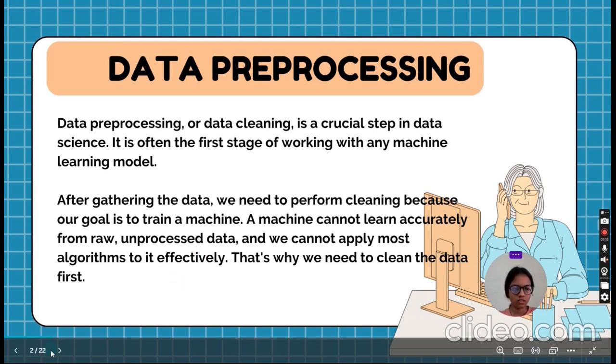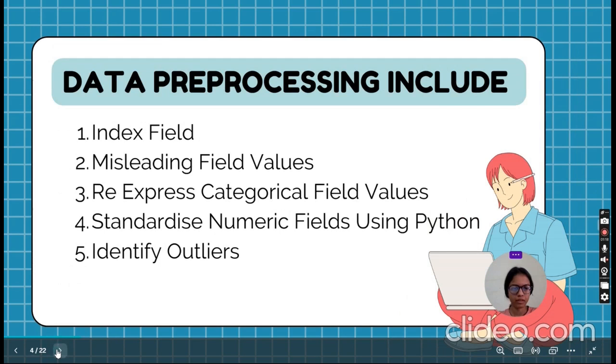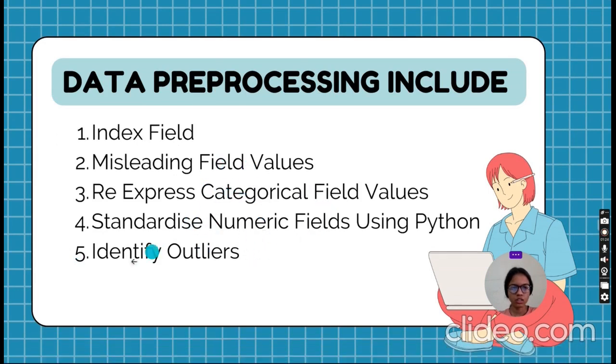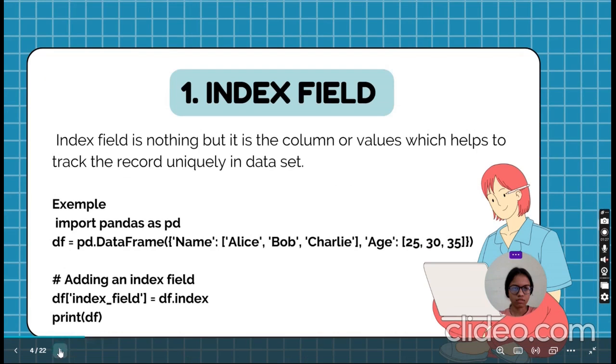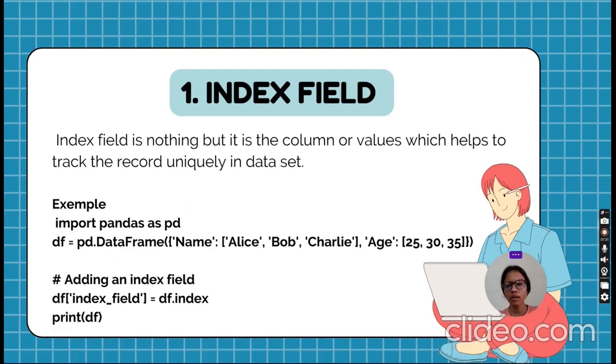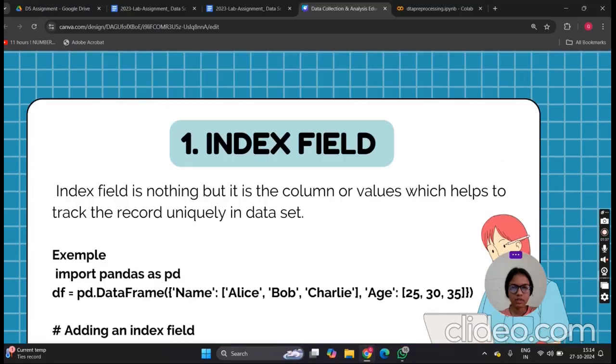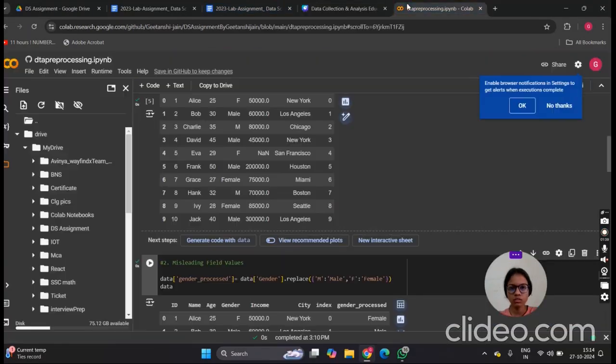So next, these are some areas where we need to pre-process data. First is the index field. An index field is a column of values which helps to track each record uniquely in the data set. I will explain it with the Google Colab code.